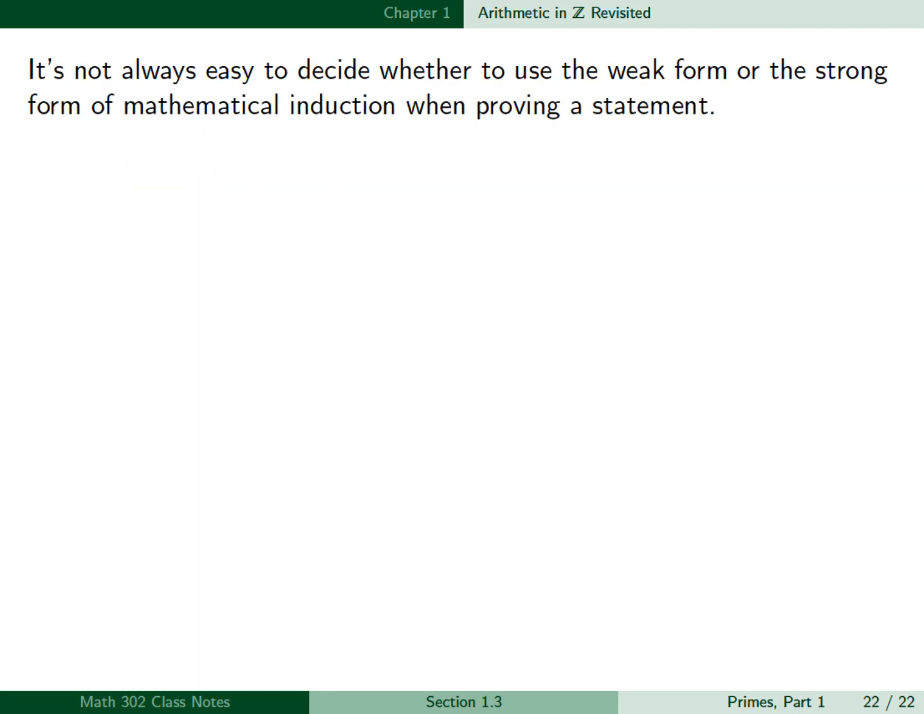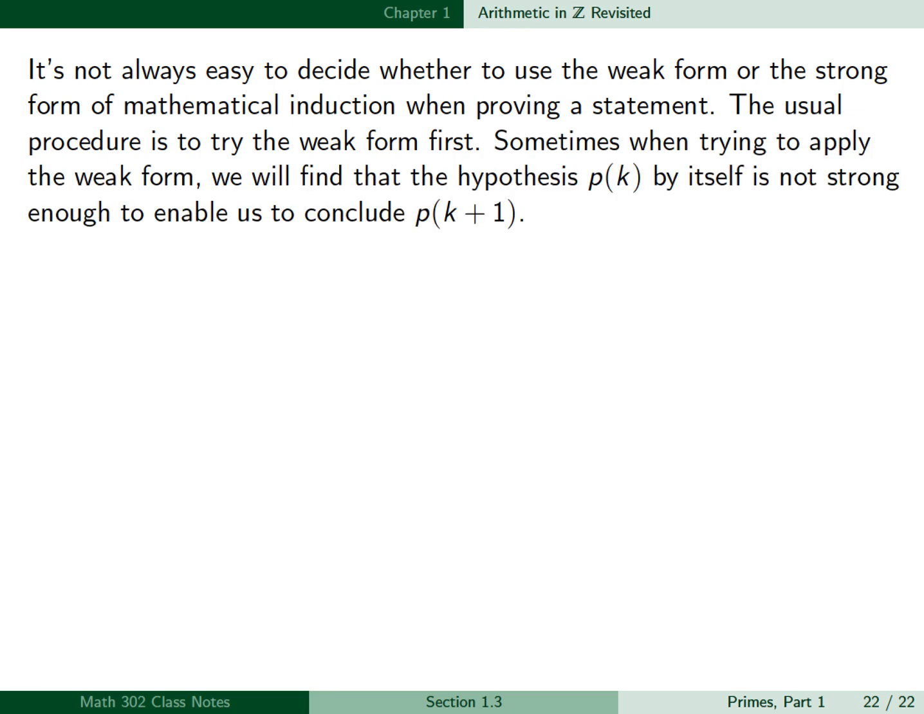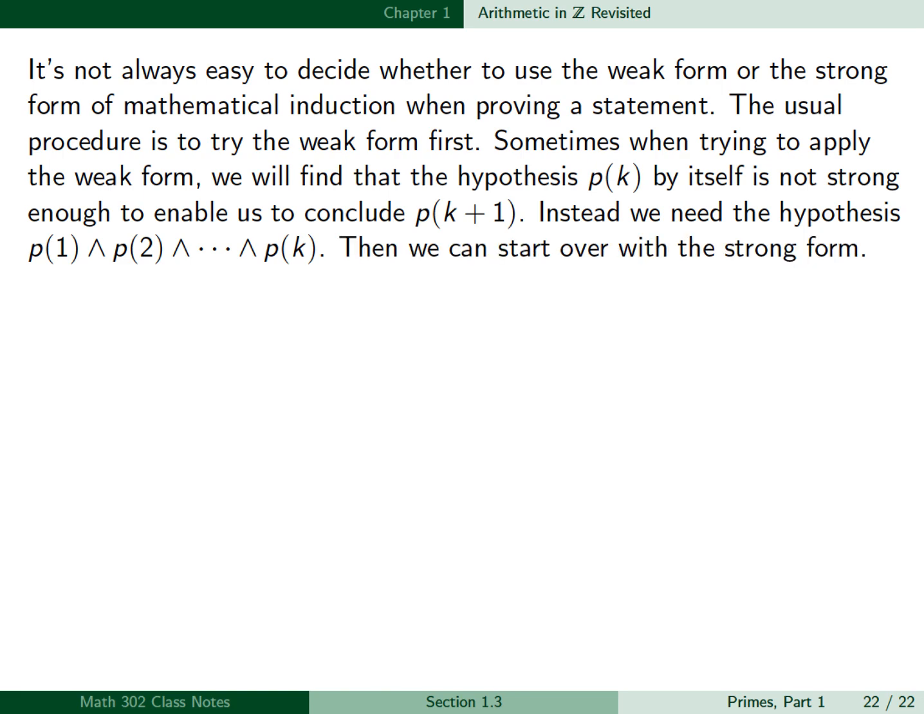Now, it's not always easy to decide whether to use the weak form or the strong form of mathematical induction when proving a statement. The usual procedure is to try the weak form first. Sometimes when trying to apply the weak form, we will find that the hypothesis P(k) by itself is not strong enough to enable us to conclude P(k+1) when we're proving the induction step. Instead, we need to use the hypothesis P(1) and P(2) all the way down to P(k). Then we can start over with the strong form.